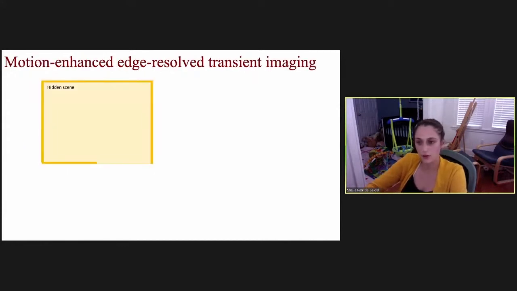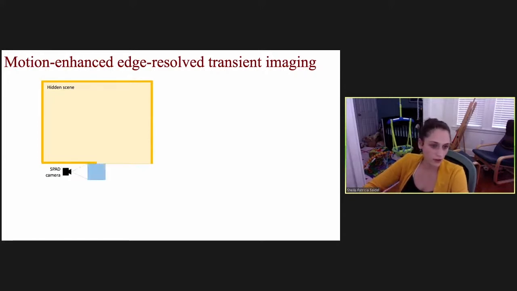I'm also currently working on a new edge-resolved active system, which we're calling motion-enhanced edge-resolved transient imaging. Actually, due to the longer scan time of ERTI, that system is liable to miss motion in the hidden scene. This new proposed system will hopefully produce robust reconstructions of changes in the hidden scene in real time, and it's designed to work with very high levels of ambient light at low signal counts, which I'll demonstrate for you on the next few slides.